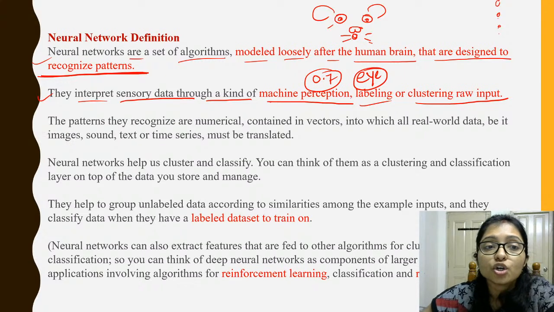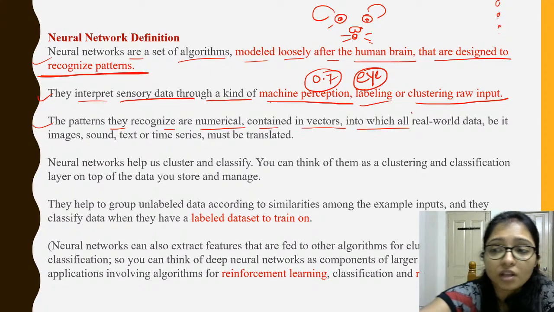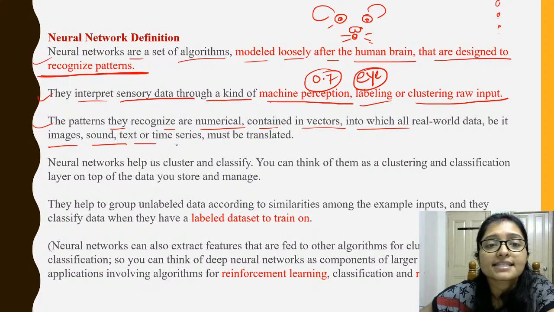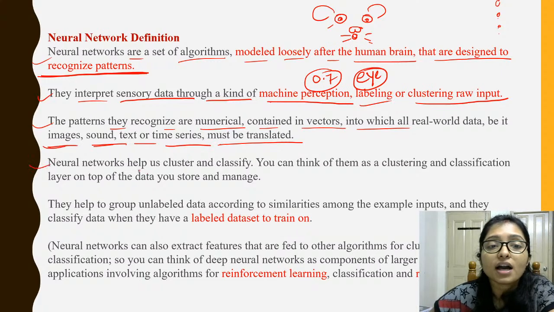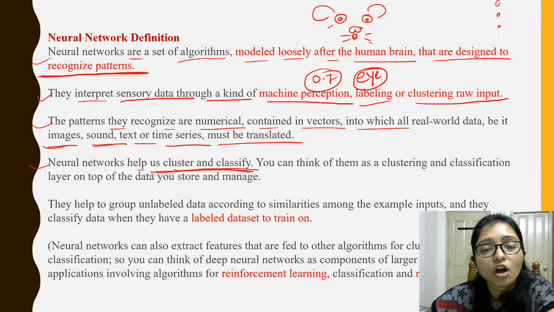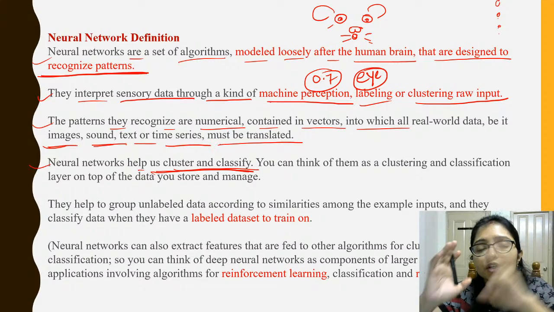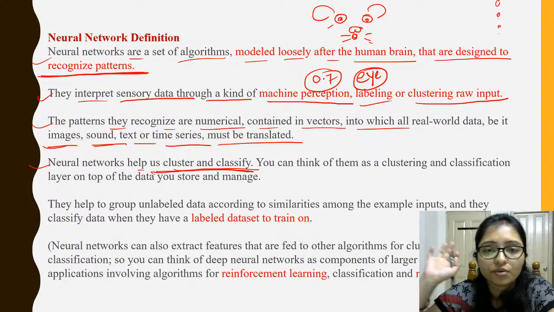Okay, so the patterns they recognize are numerical contents in vectors, into which all real world data, be it image, sound, text, or time series, must be translated. So here we are translating anything, image, sound, everything. Neural network helps us cluster and classify. This is the main work of a neural network: pattern matching, clustering, classifying.